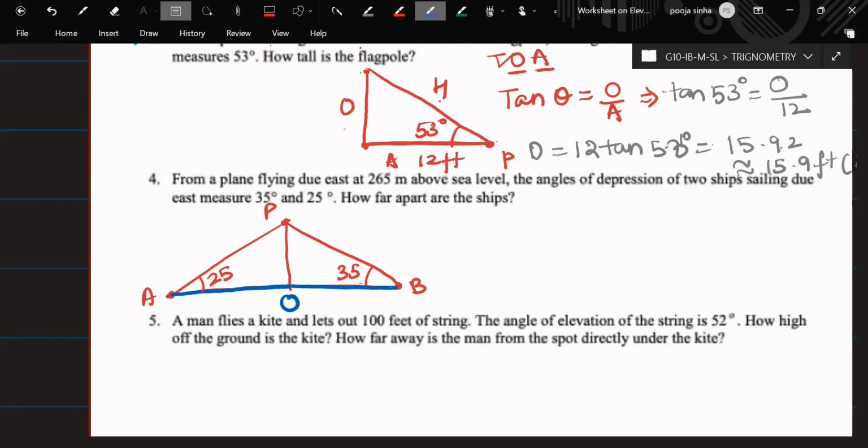Wait, miss, I've taken it with two different triangles. Is that wrong? You have to make one triangle because it's from the same plane. Miss, isn't this an angle of depression and elevation for the plane? Yes. Good point. If this is 35 degrees, then this becomes 35 degrees. And this side it is 25 degrees, so this one becomes 20, by parallel lines. So I need to make it as one big triangle. Yes, one big, because it's from the same plane.